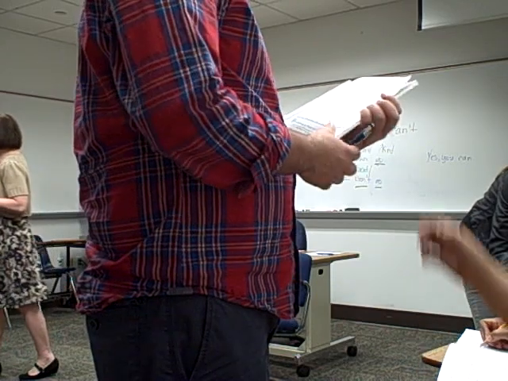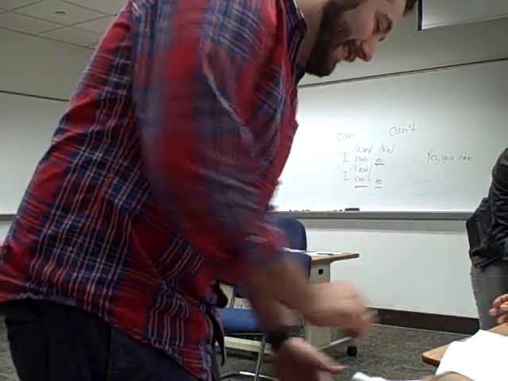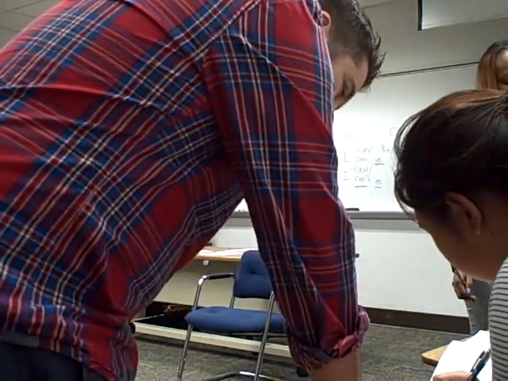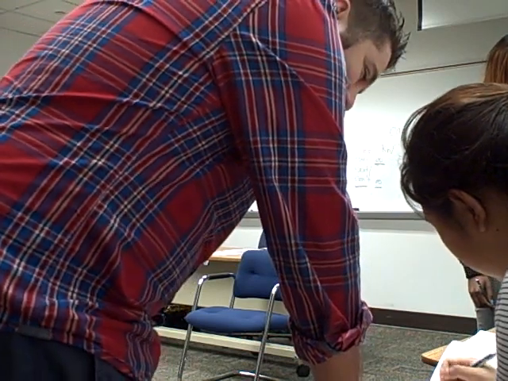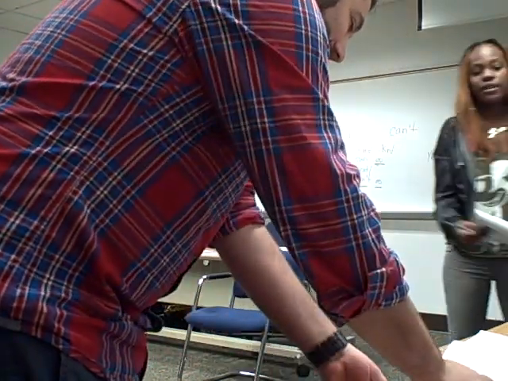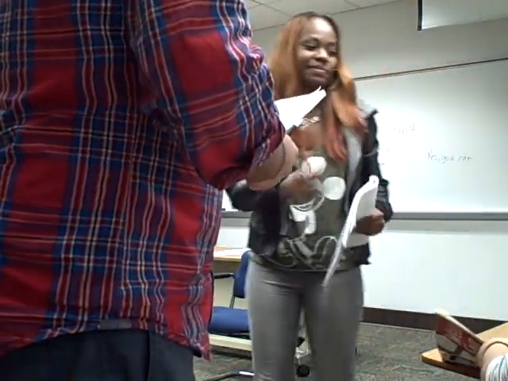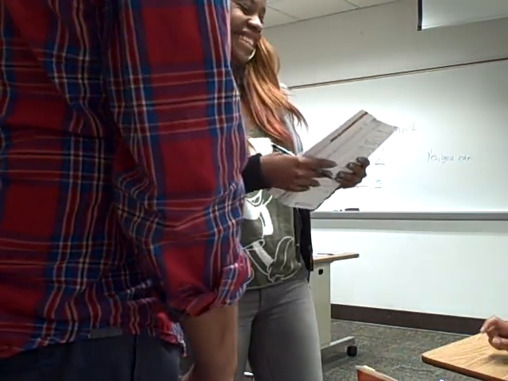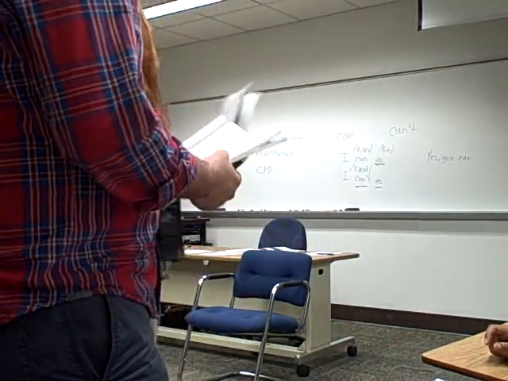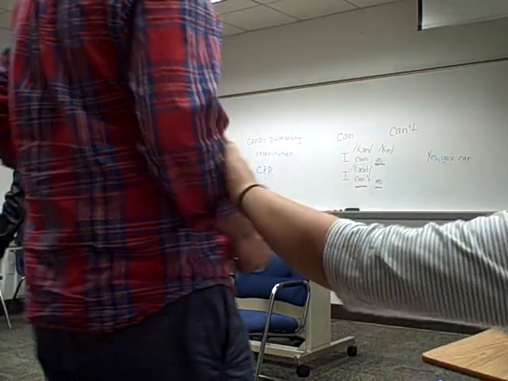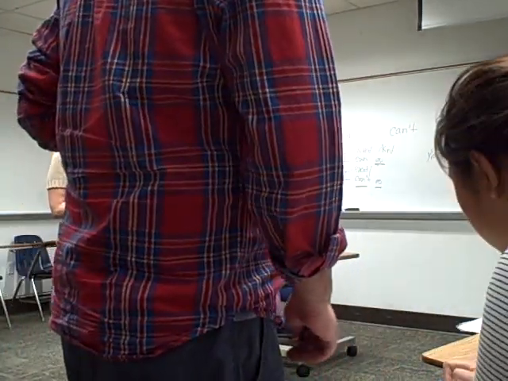Here's your name. So you write the person's name here. So if you're talking to Ellen, you'll write Ellen. Ellen, can you speak 3 languages? If she says yes, you circle can. If she says no, you circle can't. Can you write poetry? Yes, I can.